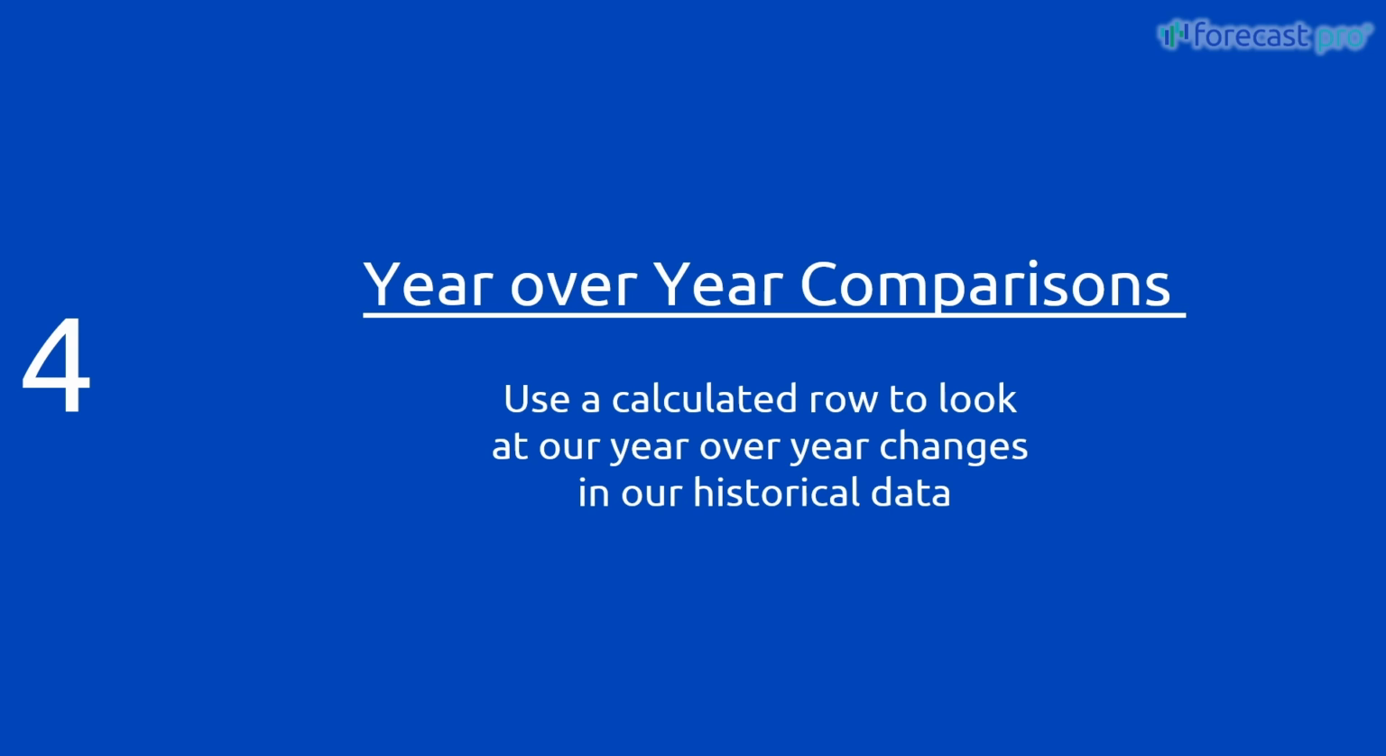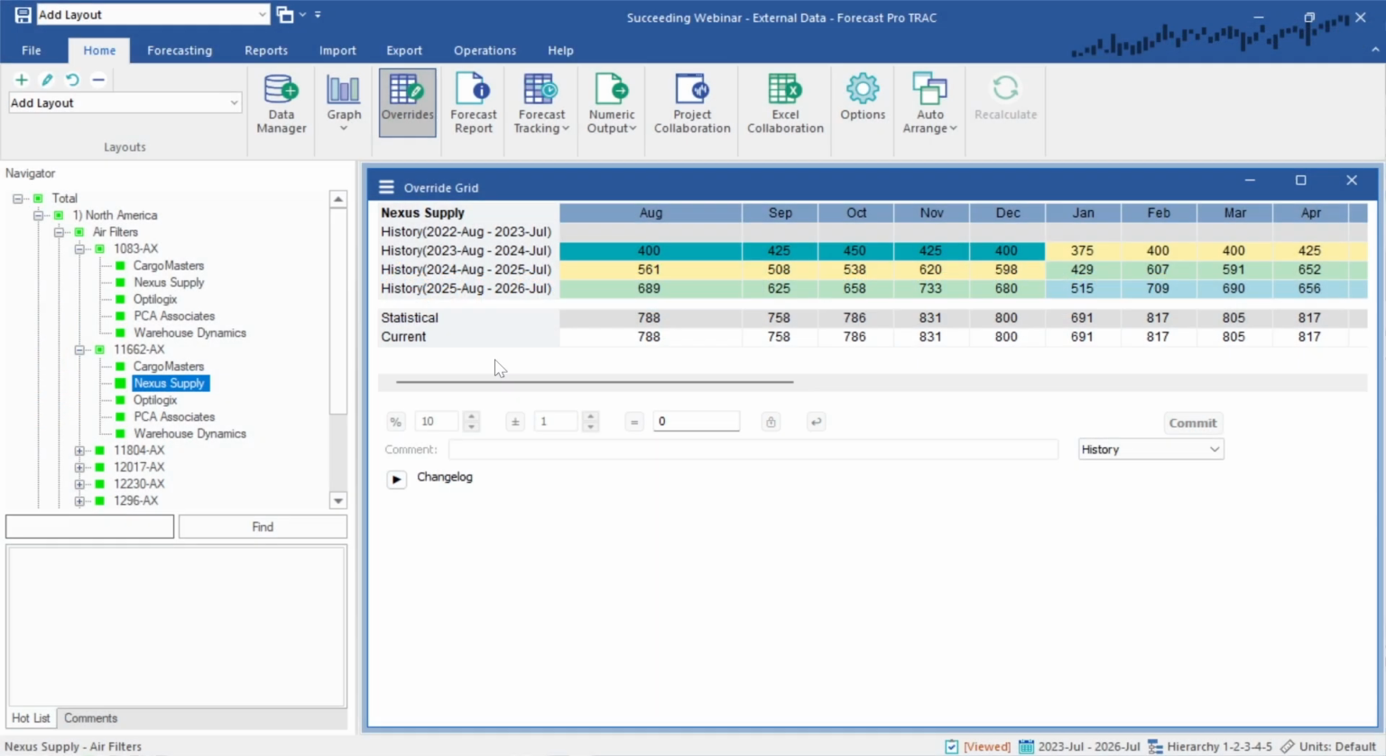And for our fourth and final example, we're going to look at a year-over-year comparison. We're going to use the calculated rows to look at how our forecast compares to the same time last year, and if there are some major differences, whether they are growth rates or decline rates, that we need to focus on. We're going to use calculated rows to compare the difference between our current forecast and what happened last year.